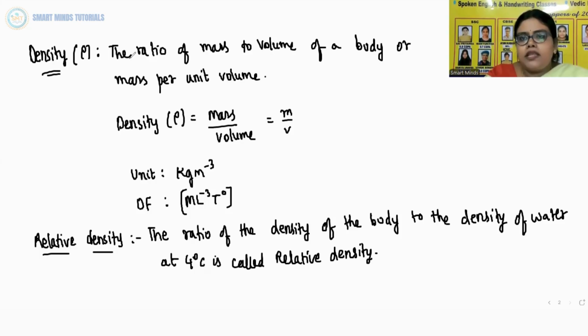And then let us see what is relative density. The ratio of the density of the body to the density of water at 4 degrees Celsius is called relative density.